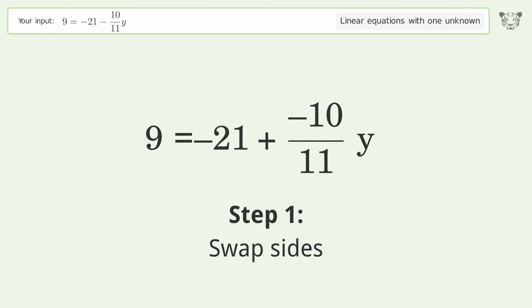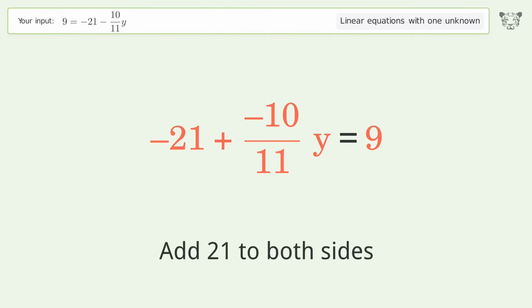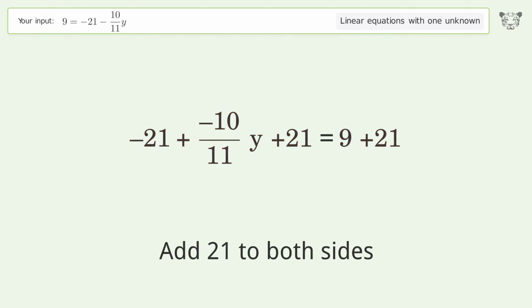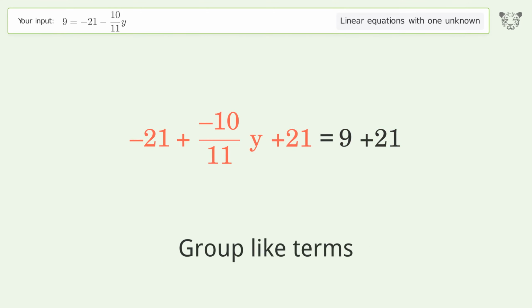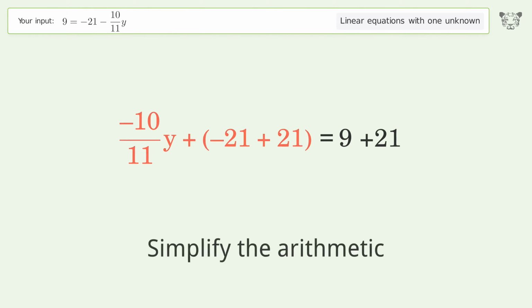Swap sides. Group all constants on the right side of the equation. Add 21 to both sides. Group like terms. Simplify the arithmetic.